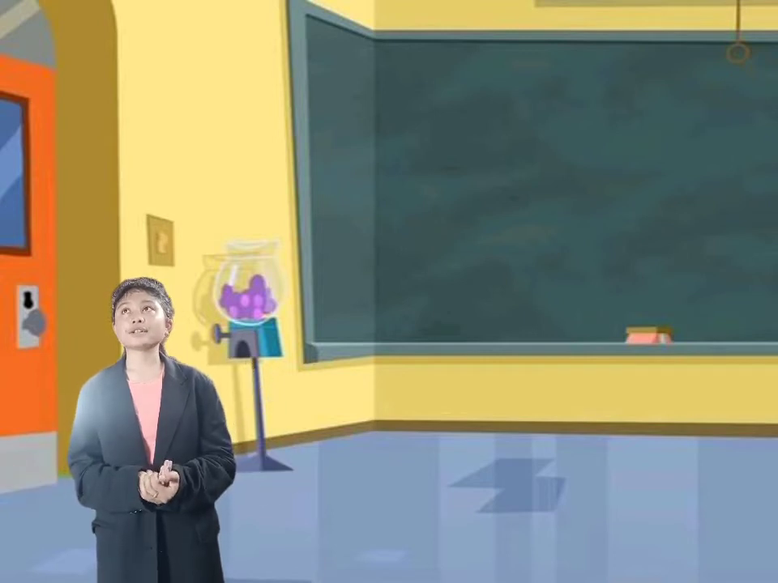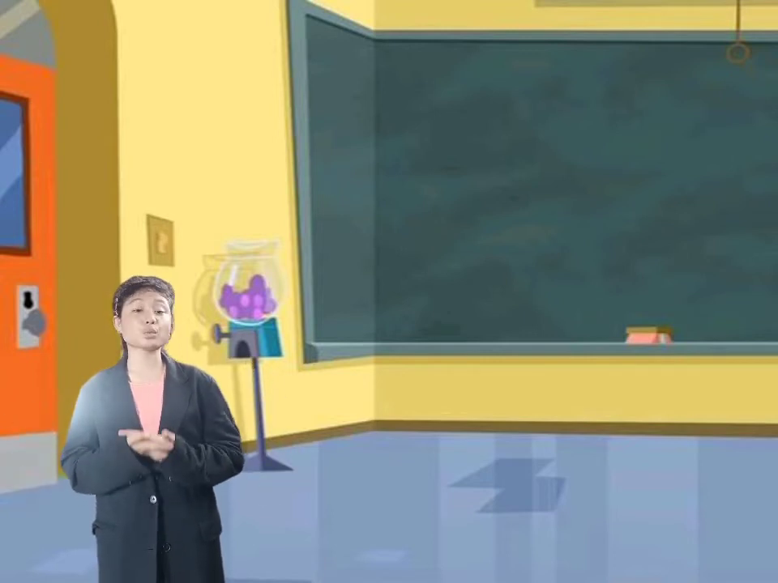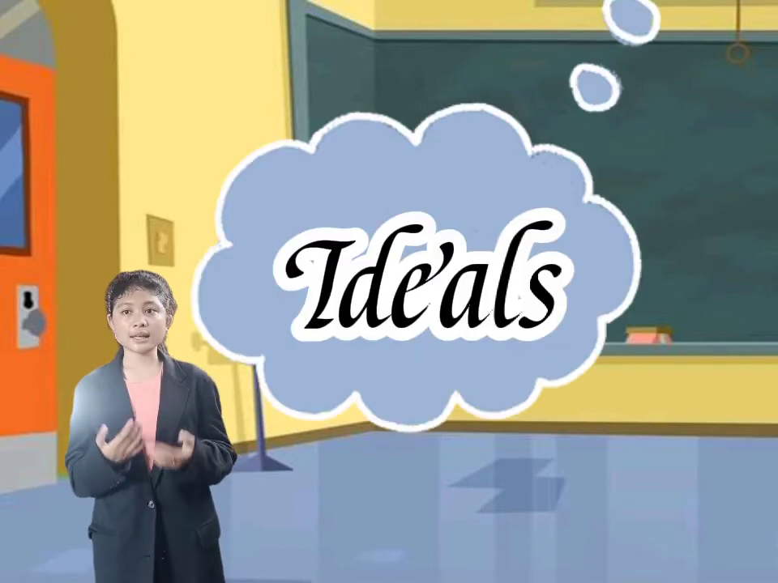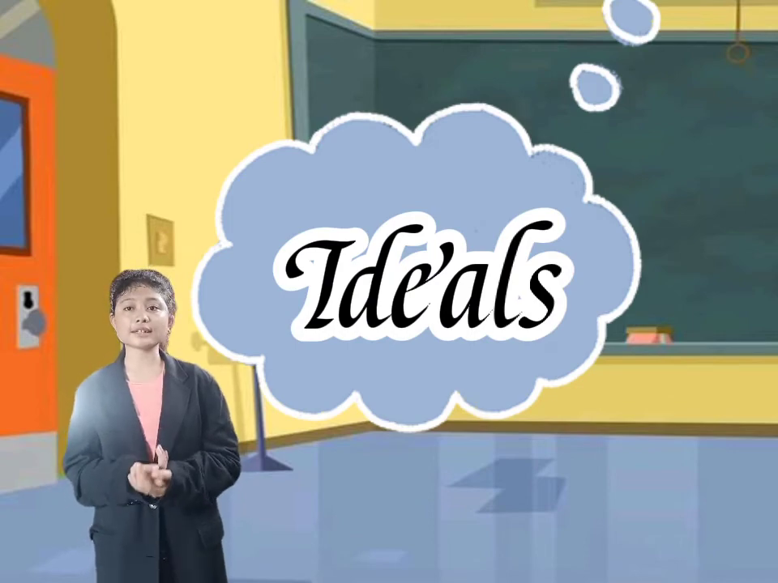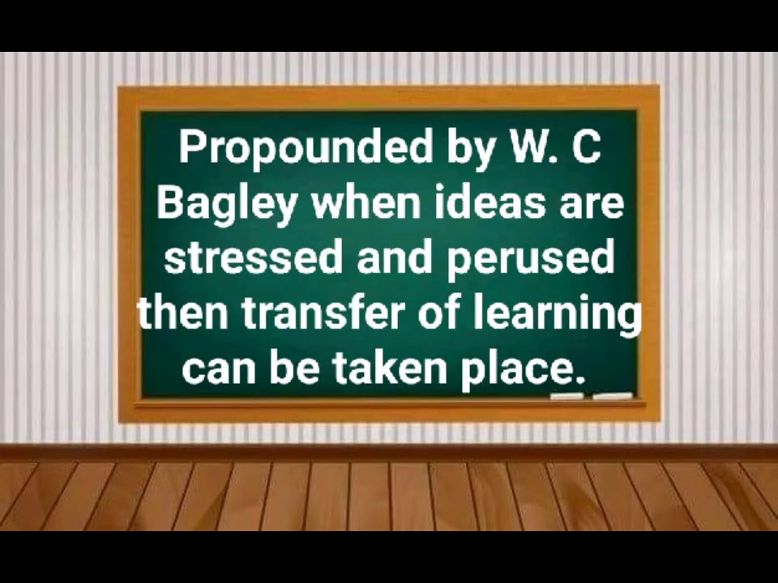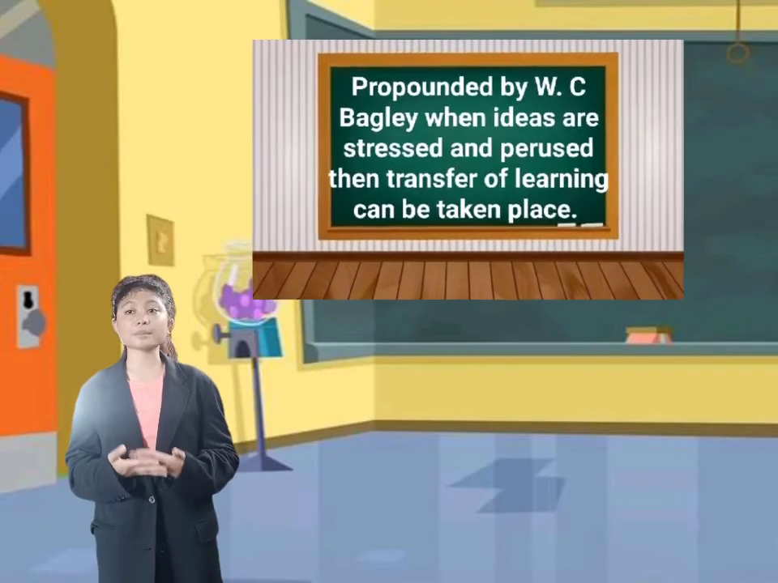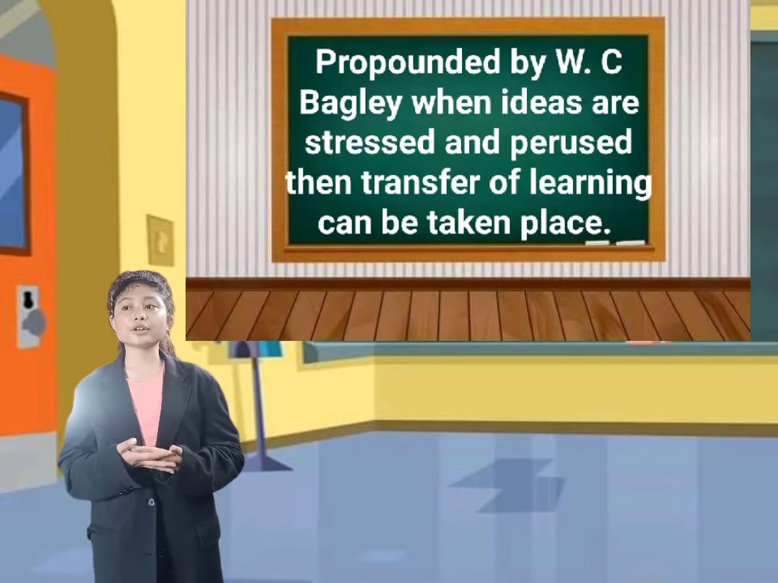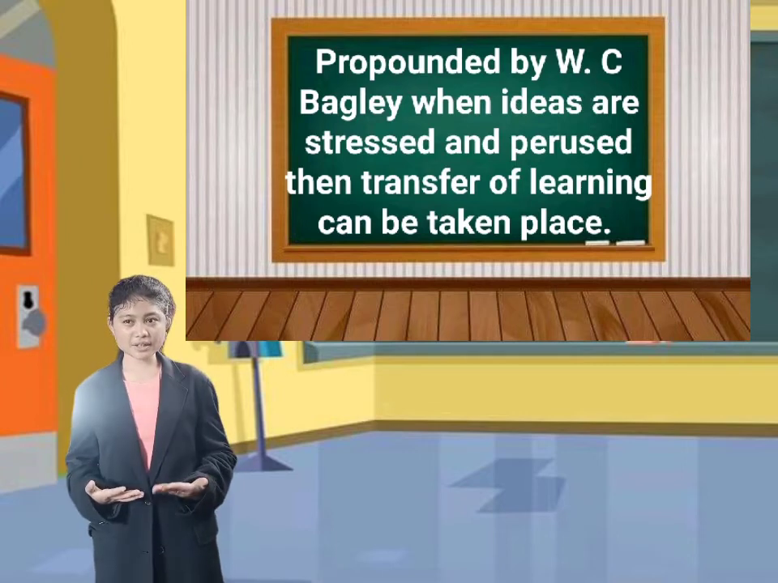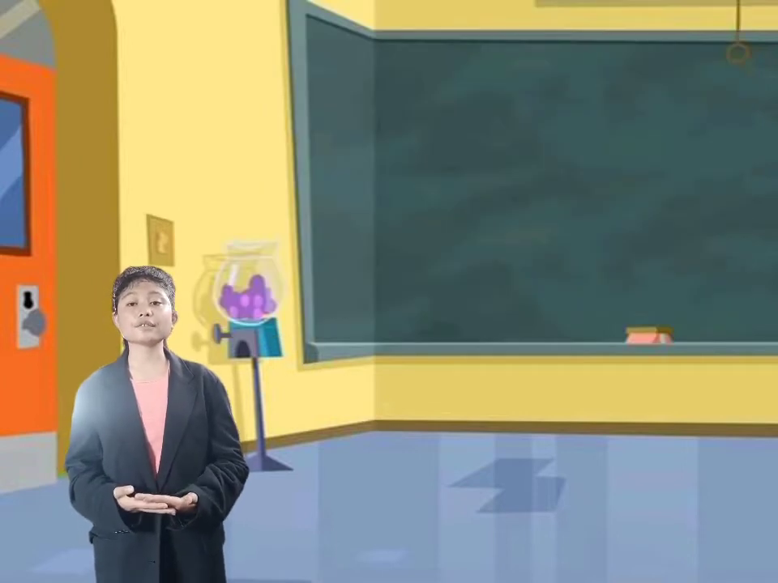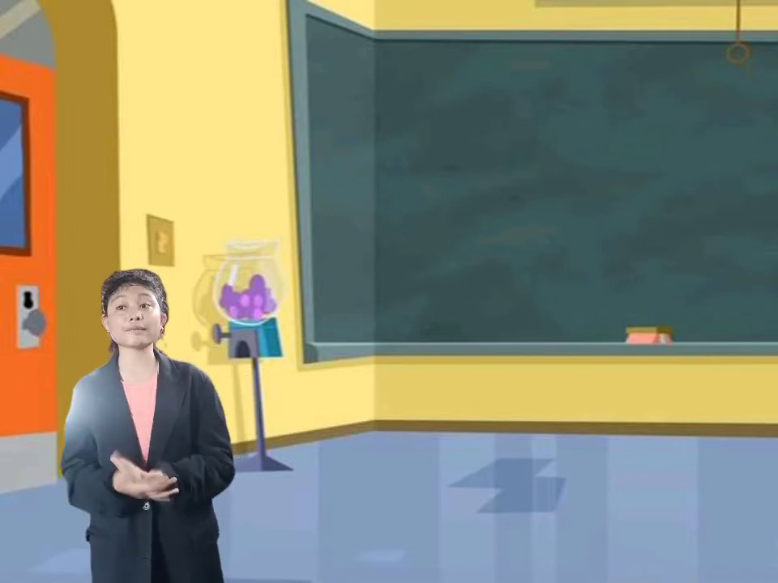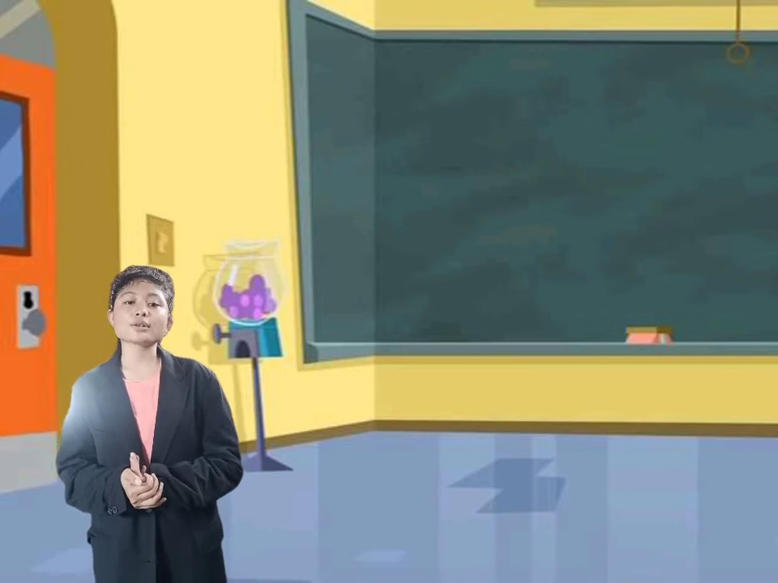So the fourth theory of transfer of learning is the transfer of learning theory of ideals. It was propounded by W.C. Bagley. When ideals are stressed and produced, then transfer of learning can take place. Ideals like honesty, trustworthiness, love, etc. can be transferred in this theory of learning.